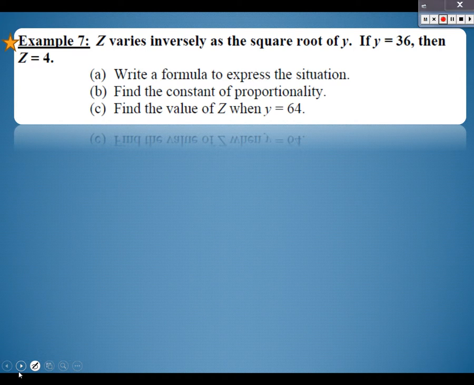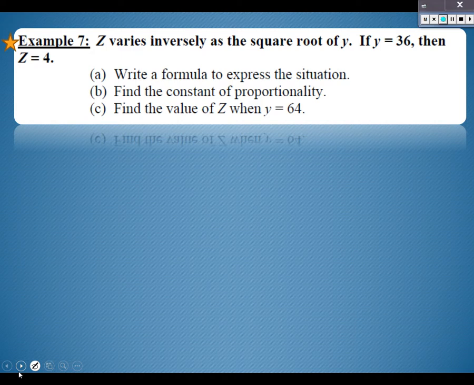Logan. Y equals k over the square root of... No. I'm not going to give it to you. Well, anyone not have candy yet? Jocelyn, you don't have candy, right? All right, Jesse. Brianna, there you go. Z equals k over the square root of y. Right?